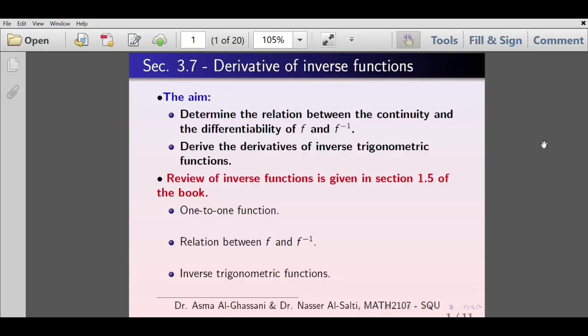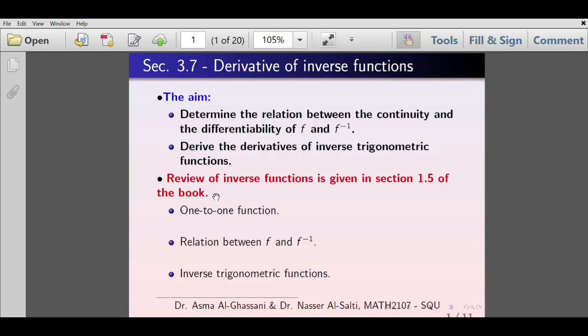So section 3.7 is talking about derivative of inverse functions. In this section we have two aims. The first one, we need to determine the relation between the continuity and the differentiability of f and f inverse. The second one is to derive the derivatives of inverse trigonometric functions.